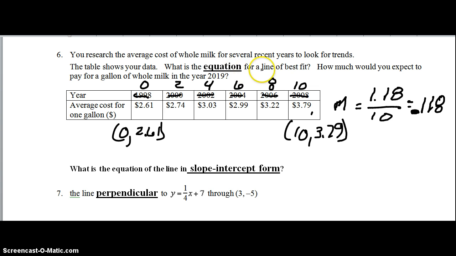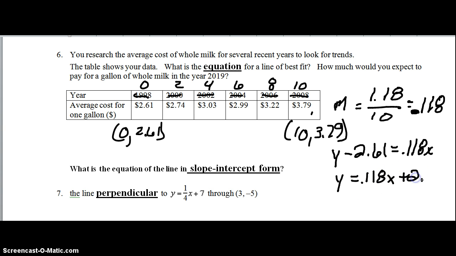It says, what is the equation for a line of best fit? That means we need to probably get this into slope-intercept form. We can do that. Let's use the point 0, 2.61. So I'm going to have y minus my y value equals my slope times x minus my x value, which is 0. So this can be simplified even further. Y equals 0.118x plus 2.61.